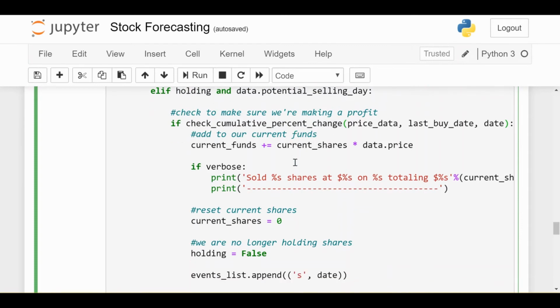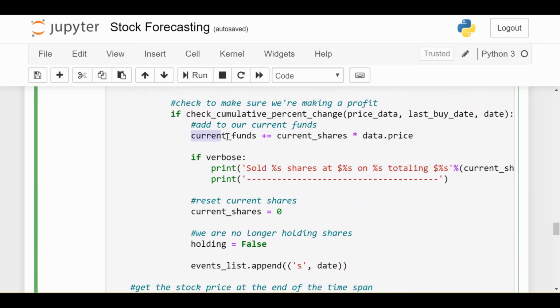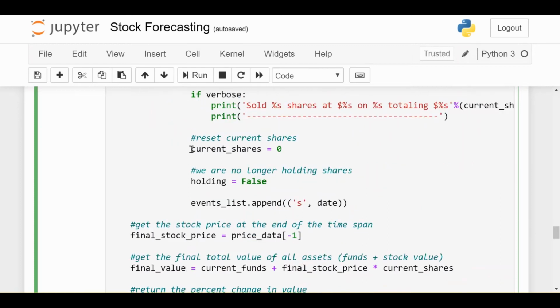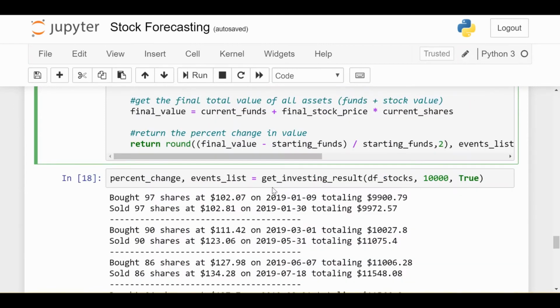And what that means in terms of the program is we're going to update our current funds by how much we would get if we sold that many shares of the stock that we're holding right now. We set our current shares to 0 because in this very simple buy-sell scheme, we're basically just buying and then selling all of the shares on any given selling day. We set holding to false and we update the events list. Then we just return the percent increase from our initial amount, and then we also return the events list.